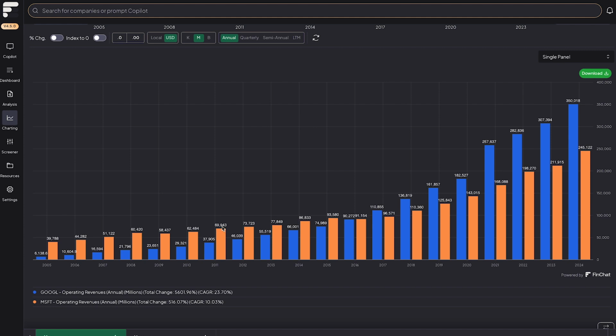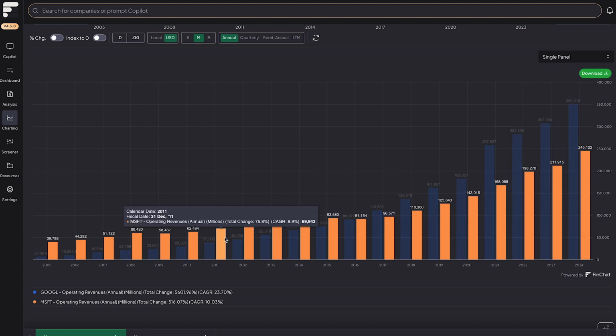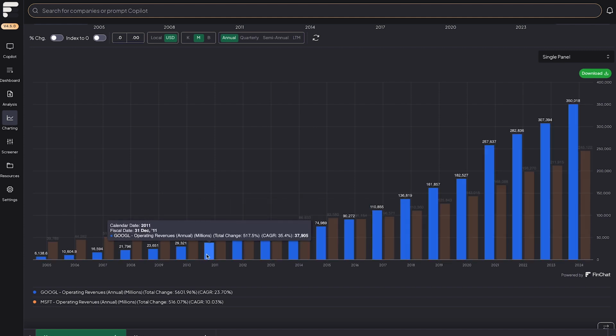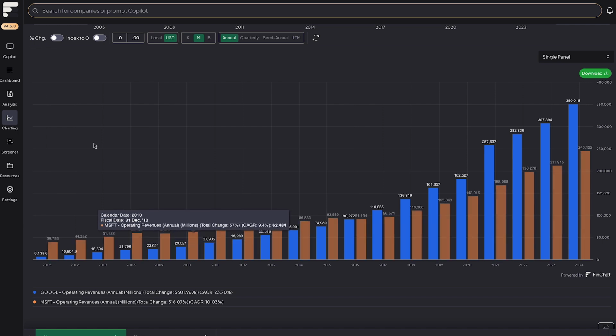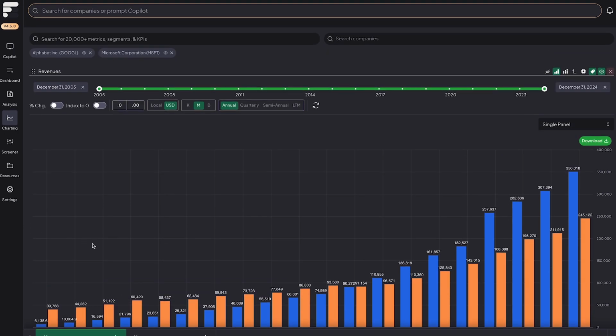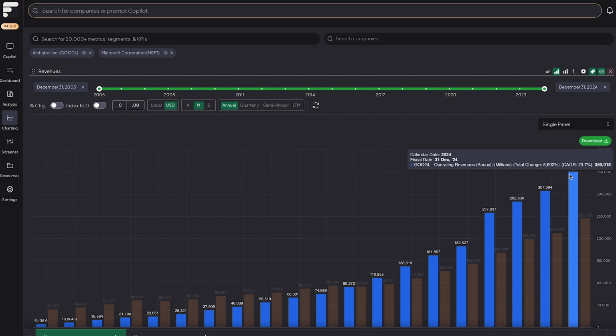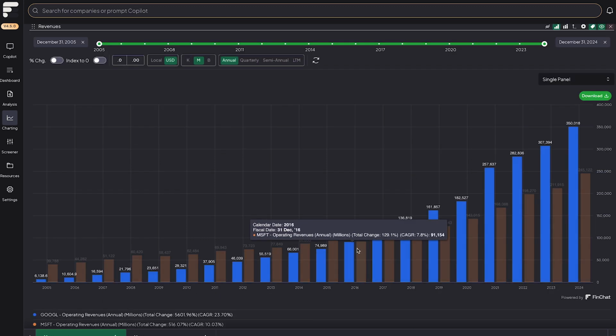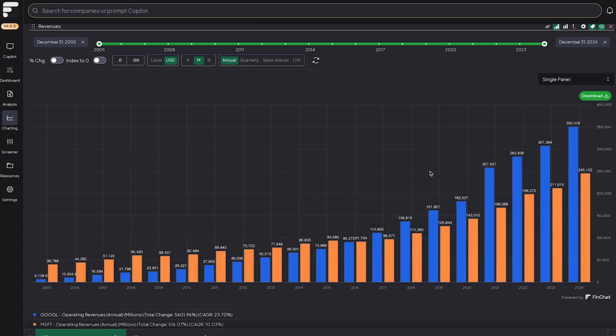And Microsoft's chart is over here. So in orange, you've got the revenues for Microsoft, and then in blue, you've got the revenues for Google. And you could see how that's changed over time. And currently, Google makes a higher revenue than Microsoft. In the year 2016, after that is when Google flipped Microsoft and started earning more. So things like this is interesting to see.